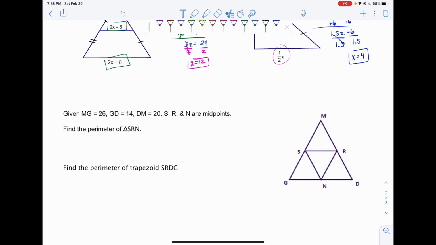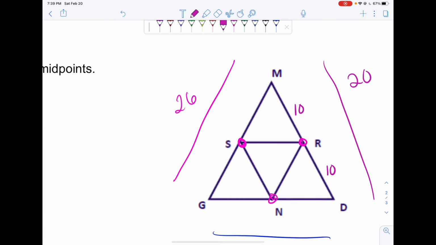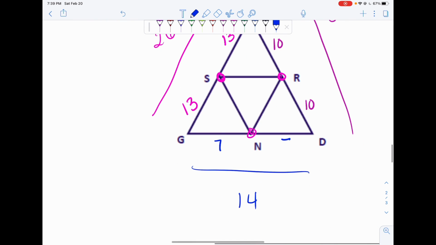Now, given MG is 26, GD is 14, DM is 20, S, R and N are midpoints. So the first thing I'm going to do is label my image. I know that MG is 26. S is a midpoint, R is a midpoint, N is a midpoint. I know GD is 14. And DM is 20. So when I break apart my segments, I could say MR is 10, RD is 10. I can say that MS is 13, SG is 13. And I can also say that GN and ND are 7.